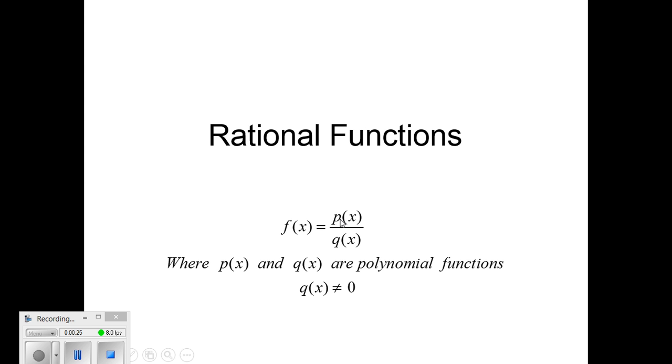Anything is possible. A quadratic over a cubic, cubic over a quadratic, a linear over a quadratic, quadratic over a linear. Any number of possibilities exist. So in general, this is how we define them. Obviously, we can't have a zero in the denominator, so we make that stipulation. The denominator q of x function cannot equal zero.